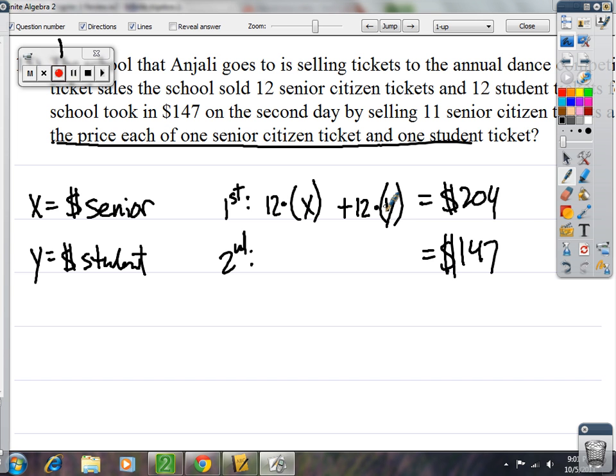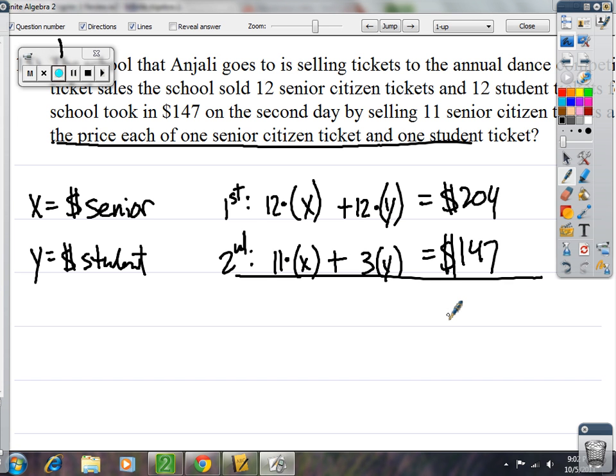And then the second day, let's see what we got on the second day. Second day, they sold 11 senior citizens. So that's going to be 11 times my X. Plus, I'm going to add to that whatever the cost of the student tickets. I don't know that, but I know they sold, let's see, how many did they sell? They sold 3. So, right there is my system of equations. And I am going to eliminate them.